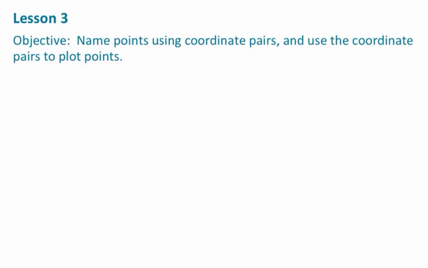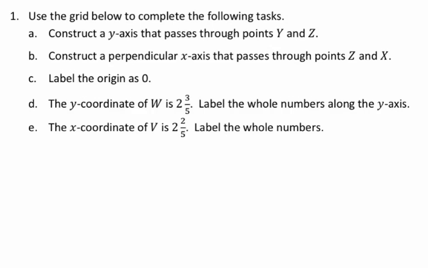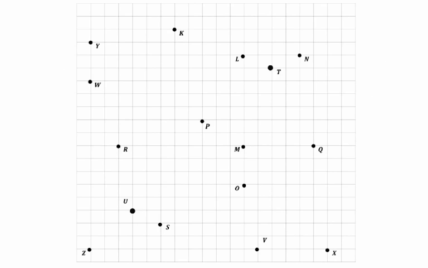This is grade 5, module 6, lesson 3, and the objective in this module is to name points using coordinate pairs and use the coordinate pairs to plot points. So we're looking at question number 1, and it says use the grid below to complete the following tasks. So we're going to construct a y-axis that passes through points y and z, and here's our grid here.